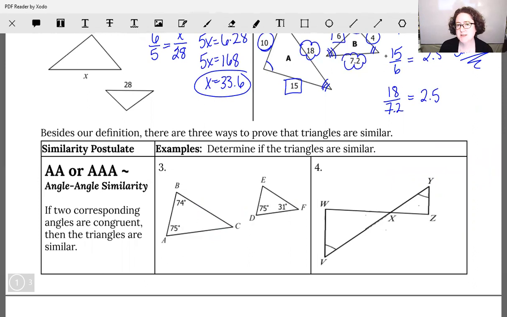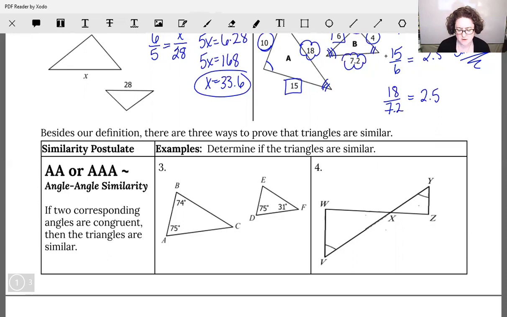Part of our definition stated that if all of the angles are congruent, that's part of our definition of similar triangles. So wait a second, if all 3 angles in every single triangle always add up to 180, do we really need to know all 3 of them? So let's check these out.